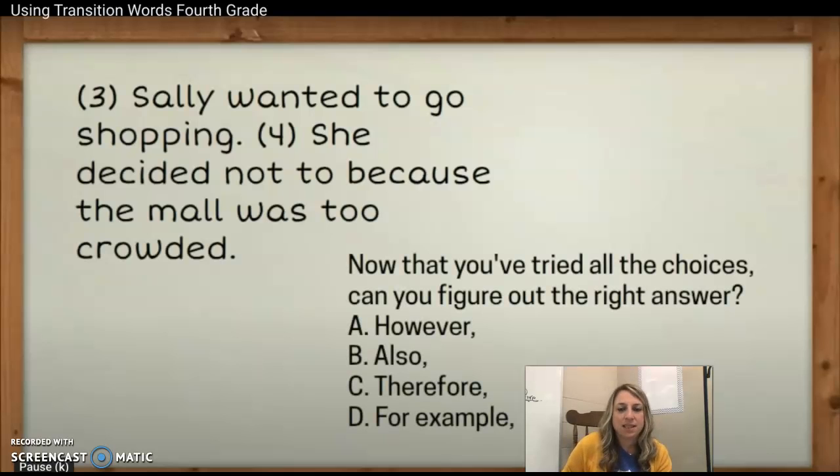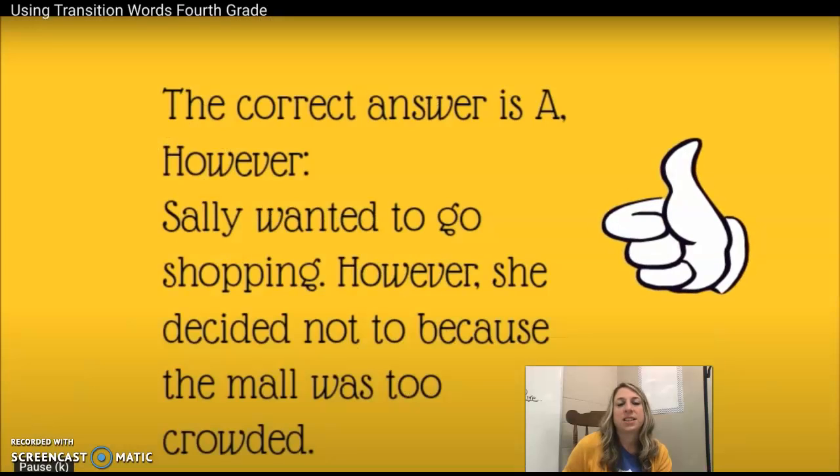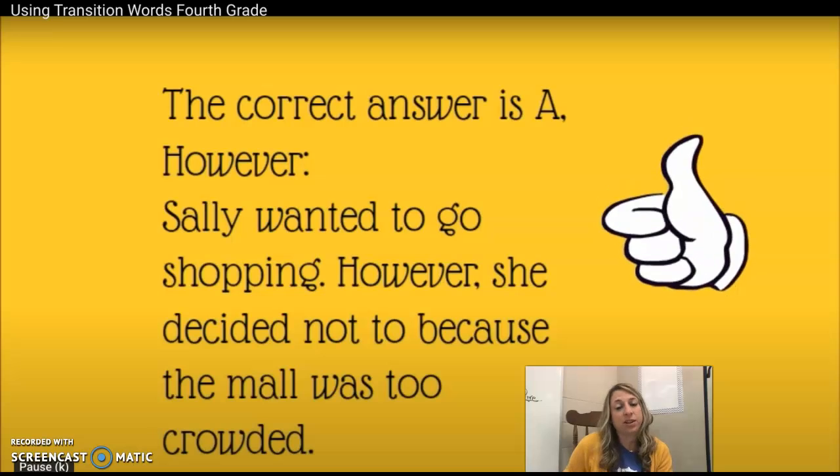So let's see what they decide. What do you think? However, also, therefore, or for example. Correct answer is A, however. However, she decided not to. And there, remember, we could say, but she decided not to because the mall was too crowded.